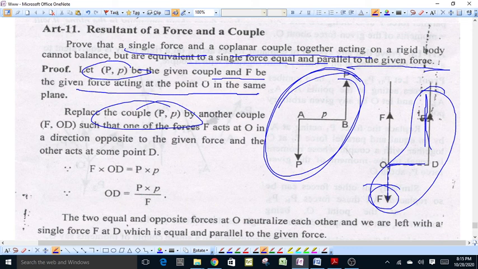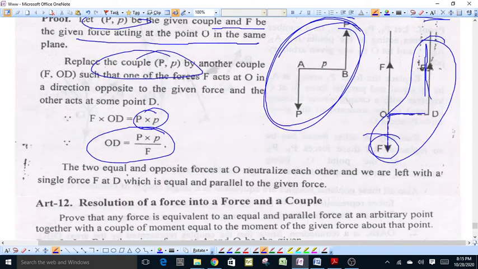Moment of this couple, F into OD, is equal to the moment of the given couple, P into p. Therefore, OD is equal to P into p upon F. Now, these two forces being equal and opposite cancel each other, and therefore we are left with only one force, a single force F, which acts at point D.